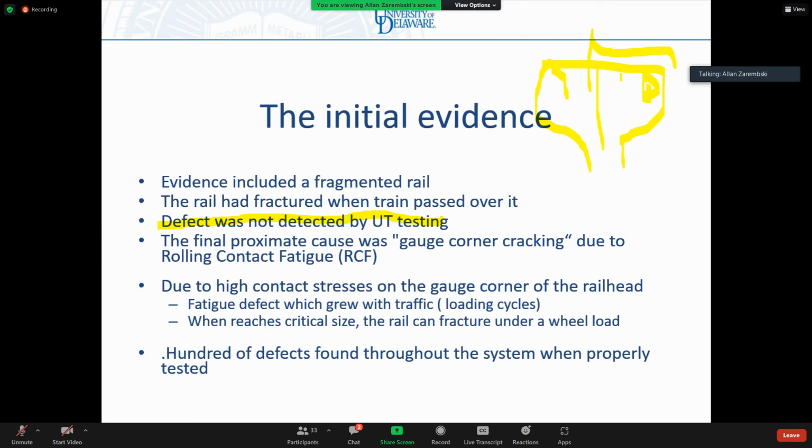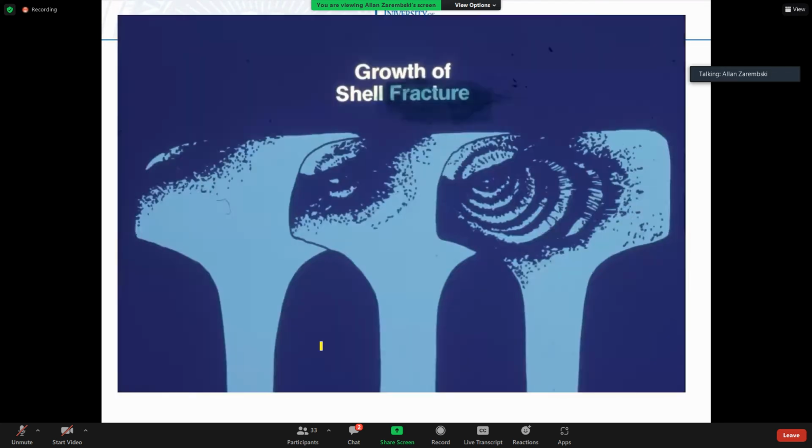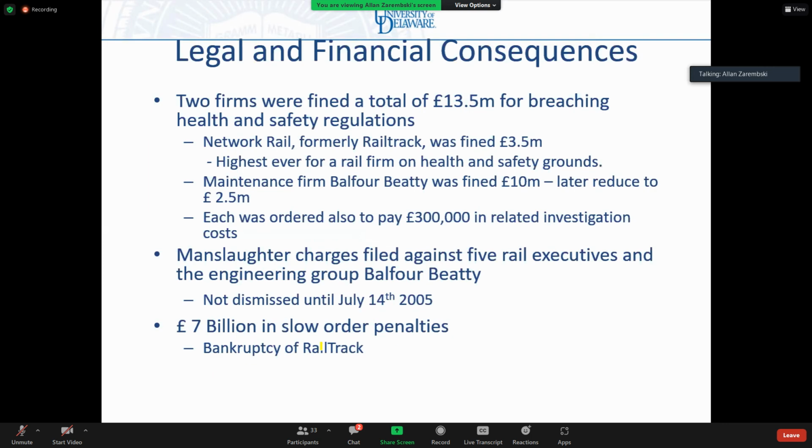Now, what was particularly bad about this type of defect is after they discovered that they were testing in the wrong place, they changed their testing procedure. They went back around the entire network and they found hundreds of these defects that were there. So this wasn't even a fluke. This wasn't even an exception to everything. There were hundreds of defects they just didn't see because they weren't testing. They ended up slow ordering the railroad until they could repair it, because they just couldn't repair all those defects for months.